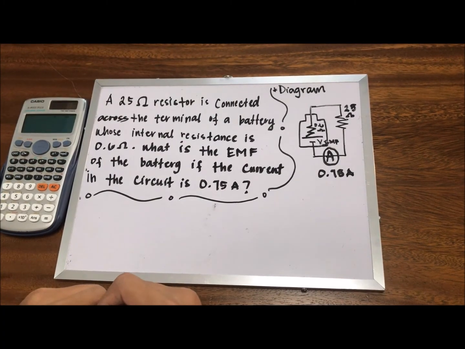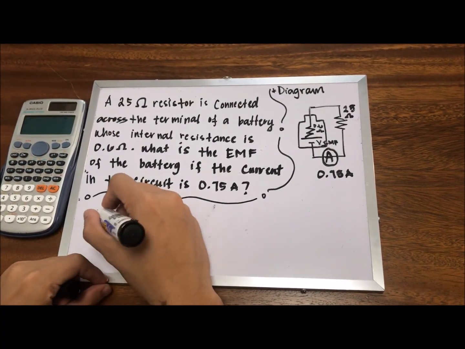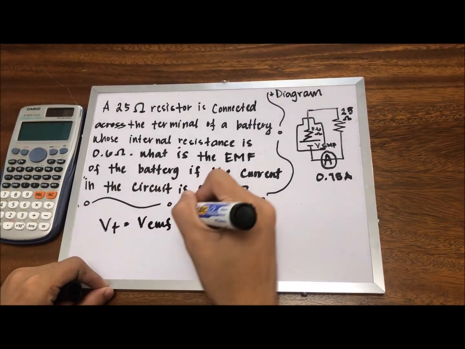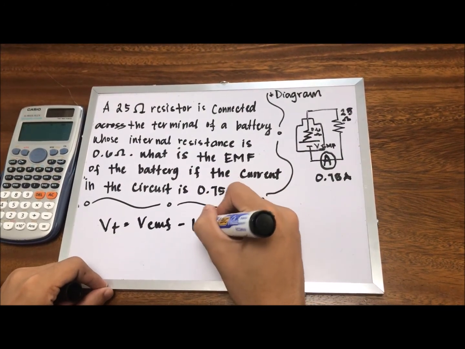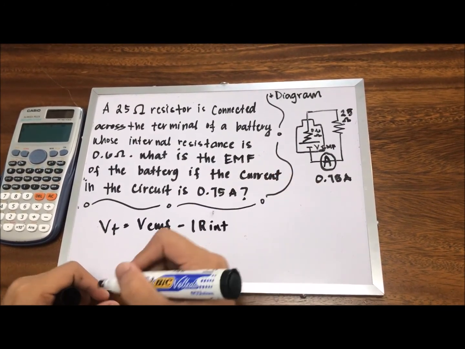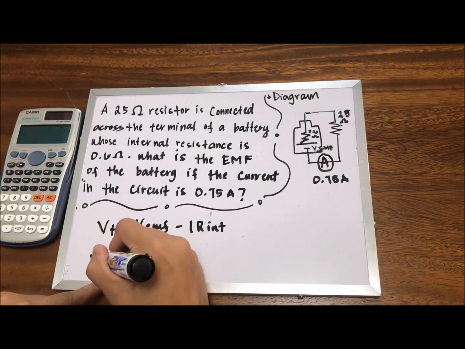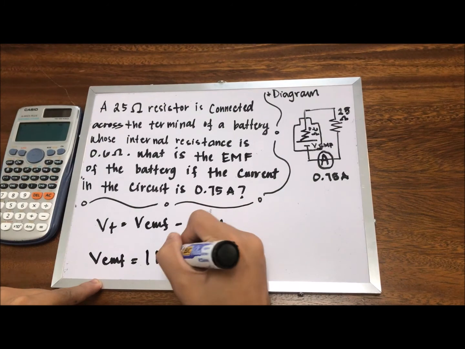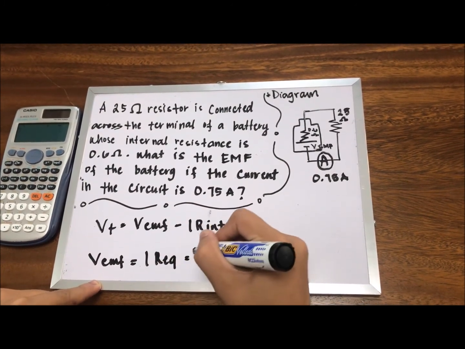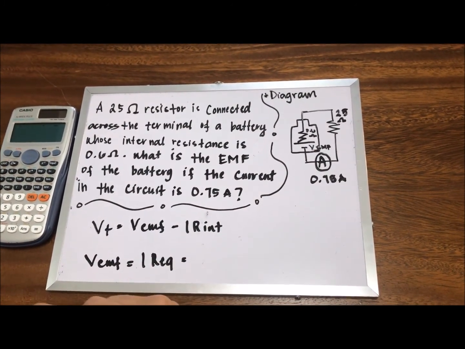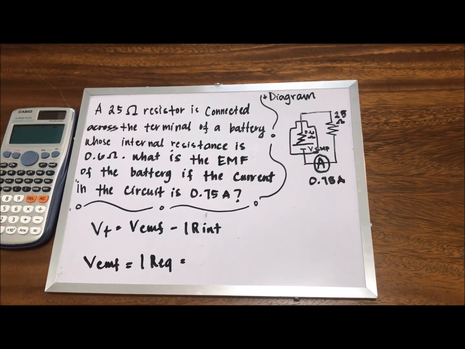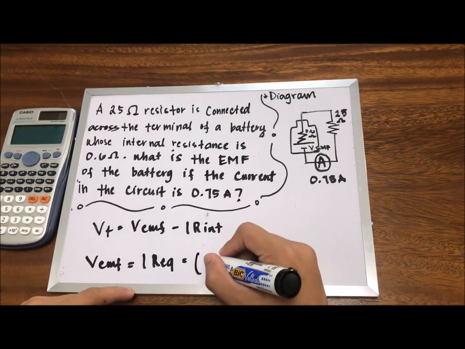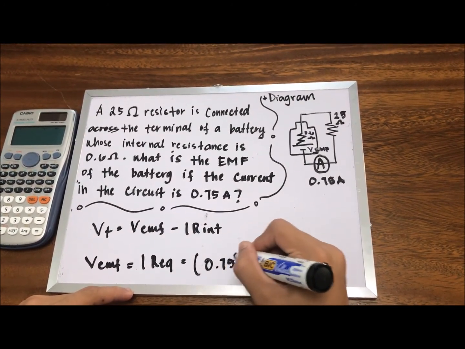Since terminal voltage is not given, its equation is V sub T equals V EMF minus I R internal, or R int, where V EMF is its electromotive voltage, while I is the current and R int is the internal resistance. We can use this equation instead. V EMF equals the current times total resistance R EQ, which can be solved by adding the resistances 25 ohms and 0.6 ohms.